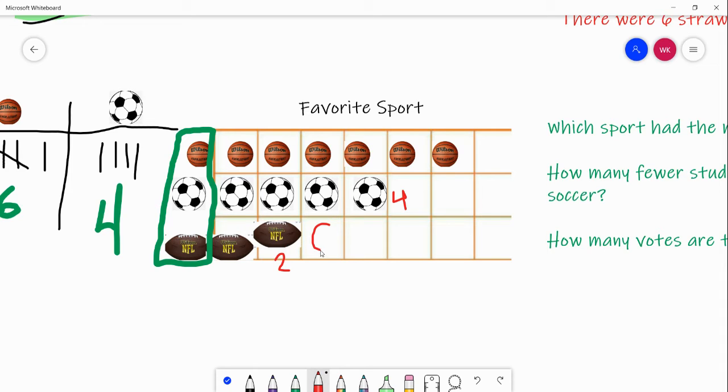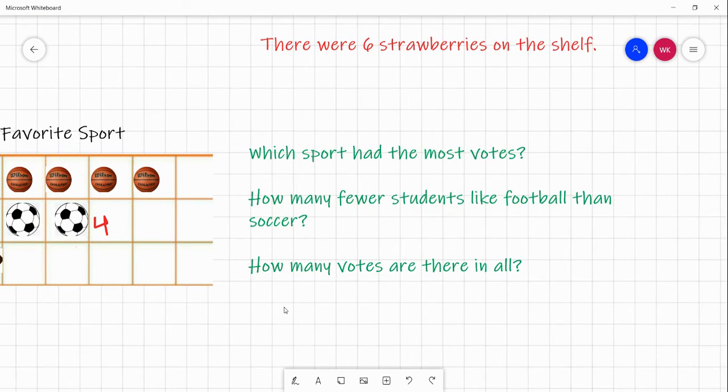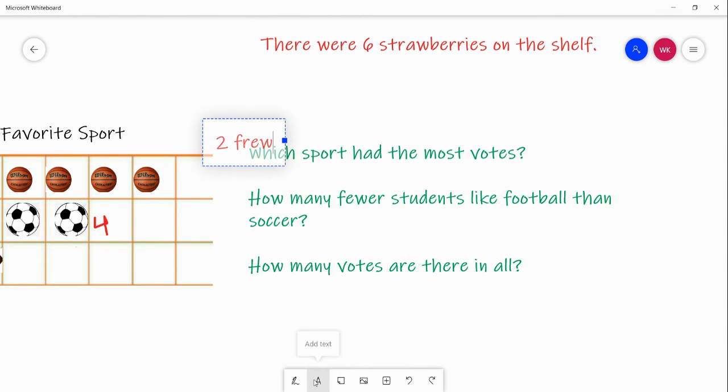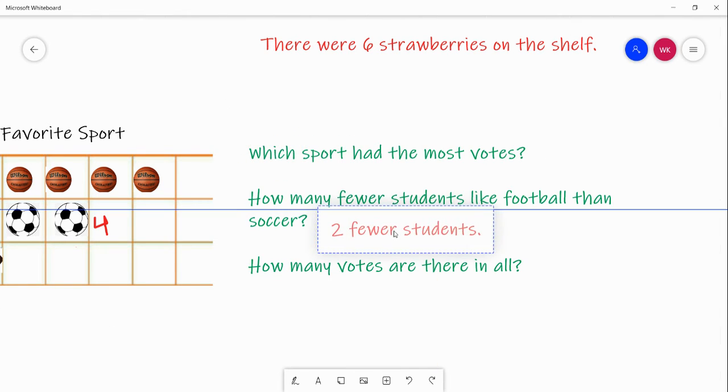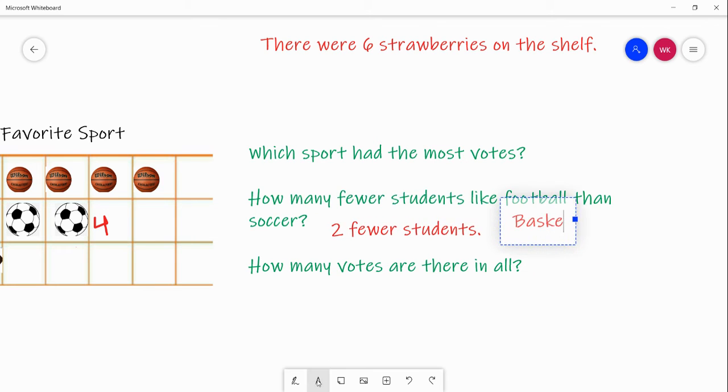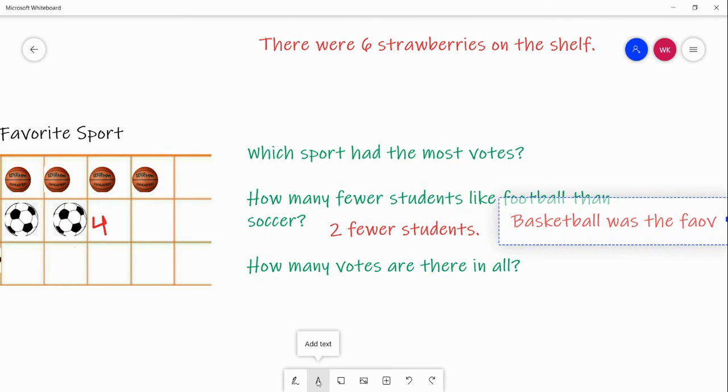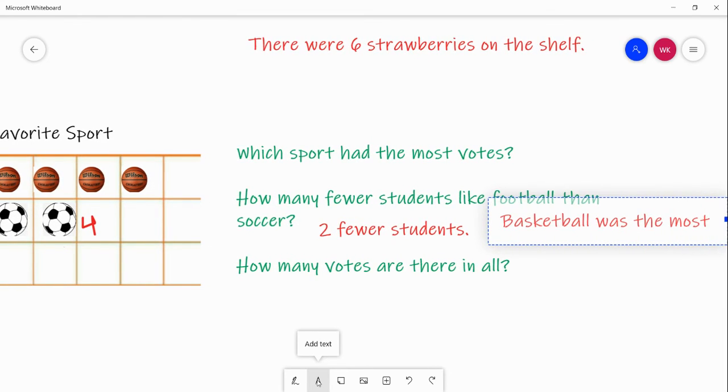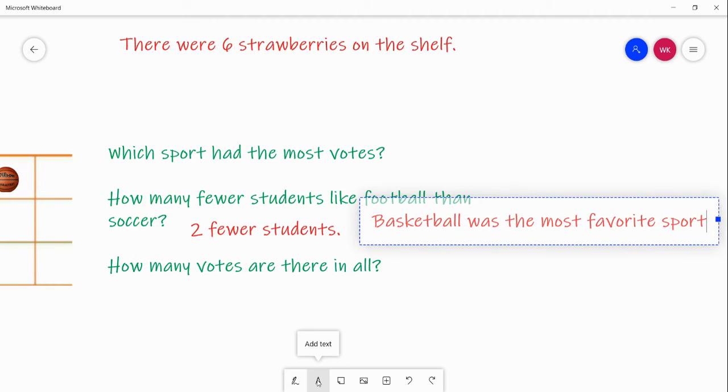Now, as you can see, there's 1 missing right here, and there's 1 missing right here. That's not a football, and there's soccer balls. So you can see that there's 2 fewer students that liked football than soccer. Or you could have done 4 minus 2, which equals 2. 2 fewer students. Go ahead and write that over here. 2 fewer students. And then I need to put basketball was the most favorite sport.